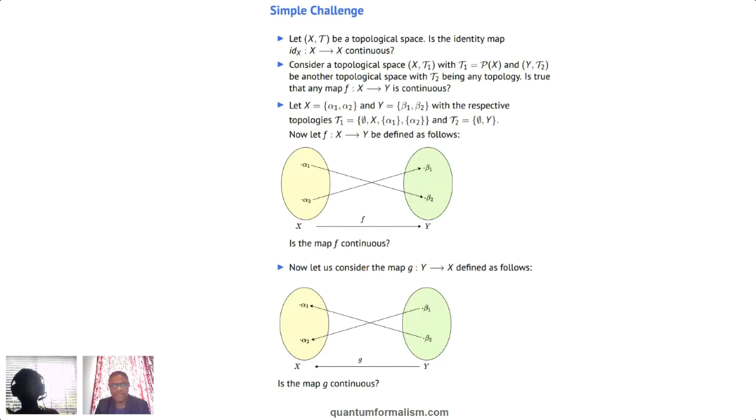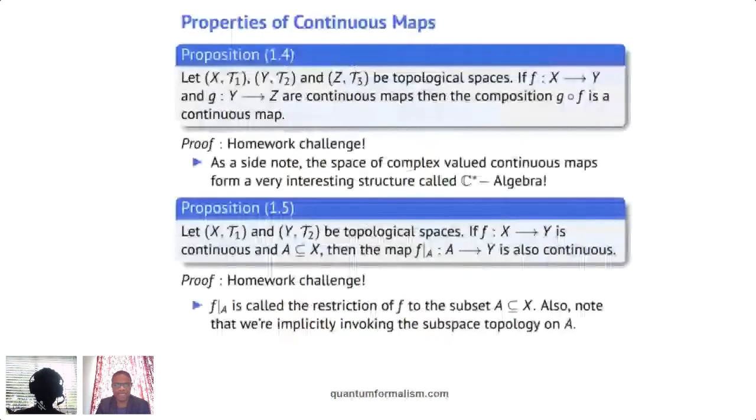Now, a very important concept is, sorry, I forgot, there's a challenge for you. Some very important properties of continuous maps. The composition of two continuous maps is continuous. So if you have three topological spaces X, Y and Z, and you have F that goes from X to Y and G that goes from Y to Z, then the claim is that the composition is continuous.